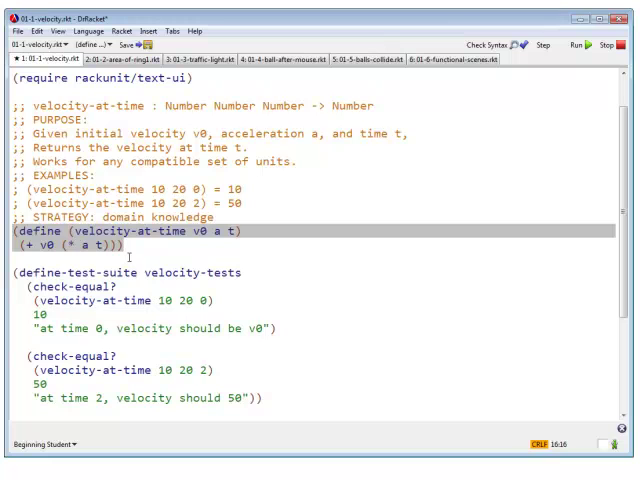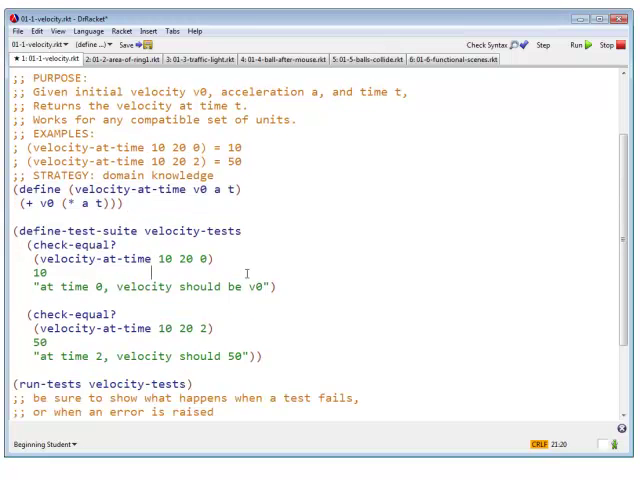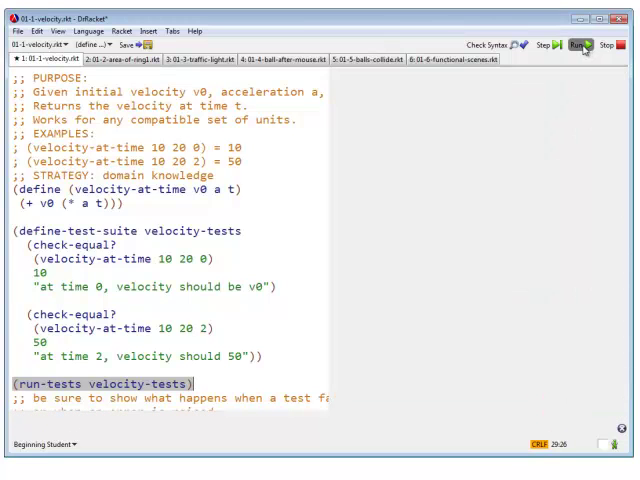Okay. No data definitions here. Here we have defined a test suite that includes my two examples. And then I can run my velocity tests. And I say run the velocity tests. So let's run them.